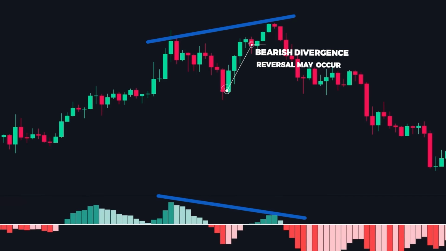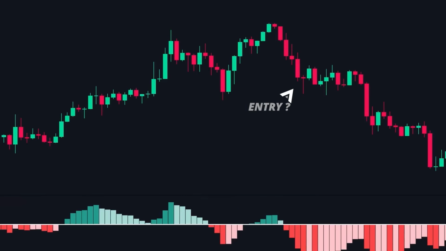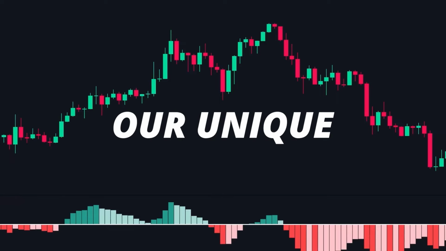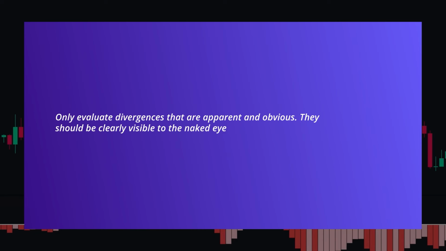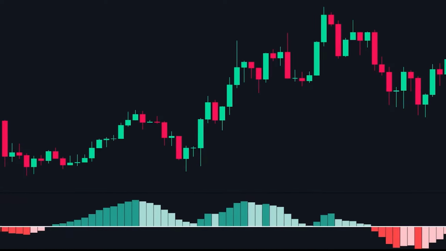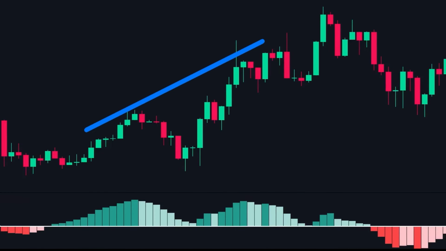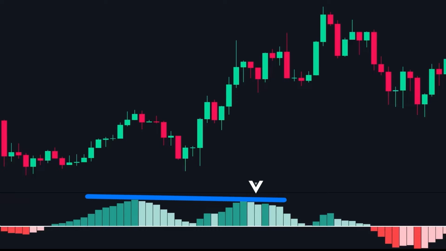Many traders struggle to spot entries based on divergences. But don't worry, we'll explain our unique technique in the strategy section. A quick note on divergence. Only evaluate divergences that are apparent and obvious. They should be clearly visible to the naked eye. For example, if the price hits a higher high, and the MACD indicates lower highs, but the divergence is not obvious, the two peaks may appear to be the same at first glance. It takes a closer look to see if the second top is indeed lower than the first.